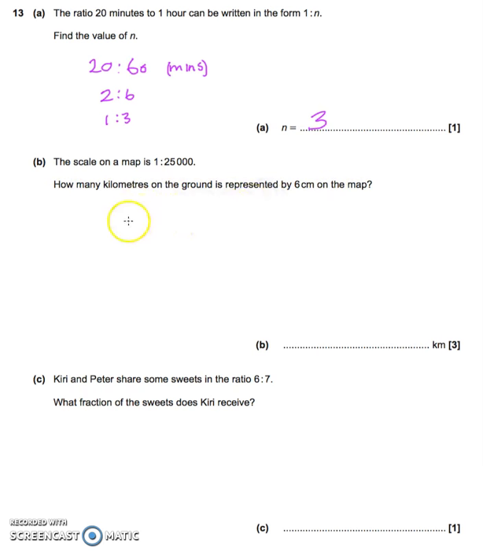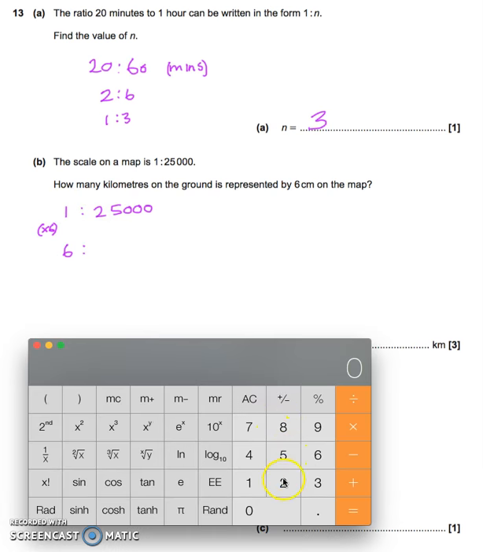So this is a calculator paper. The process to start with is to write the ratio down, 1 to 25,000. And then multiply by 6. If we multiply by 6, we're getting 6 centimetres on the map. And if we multiply 25,000 by 6, we can use our calculator. 25,000 times 6 gives us 150,000.